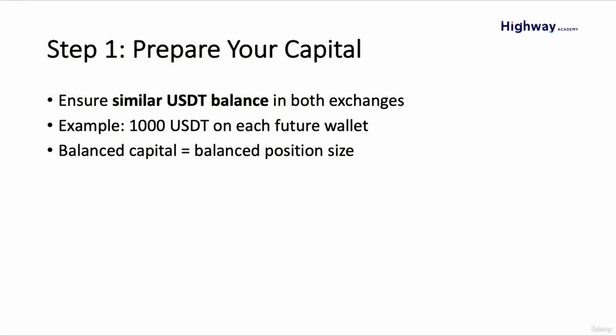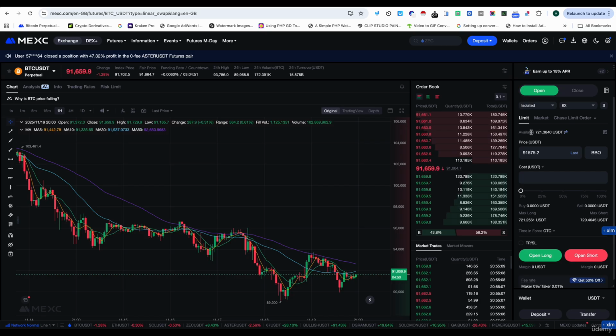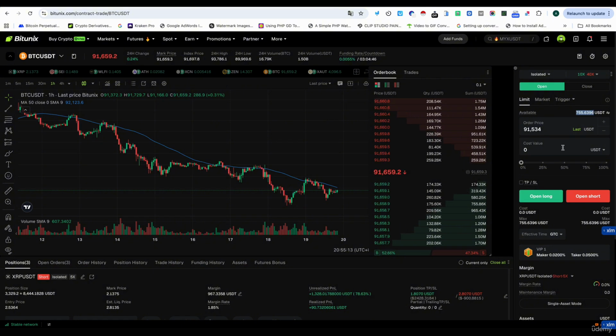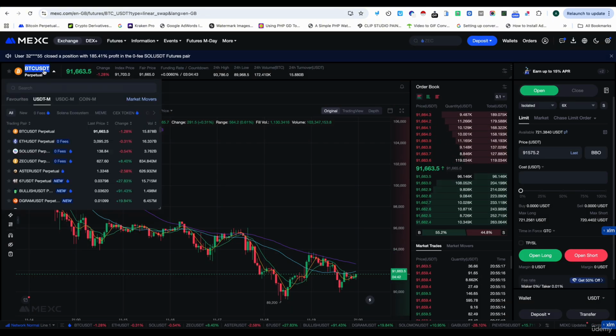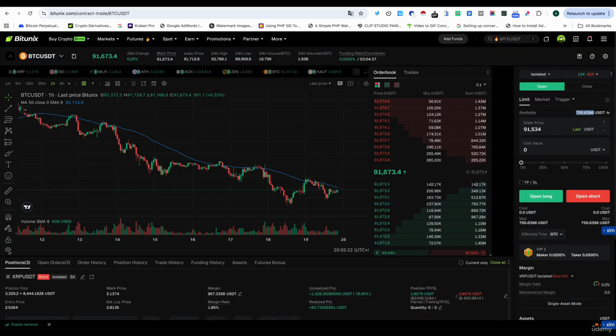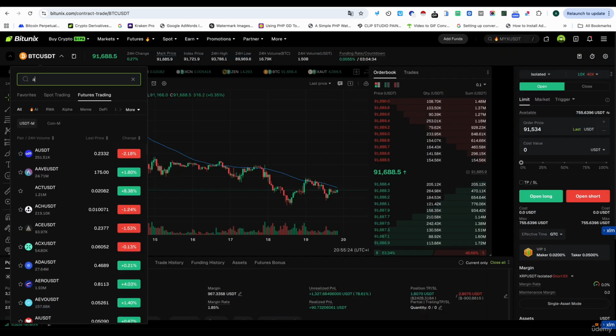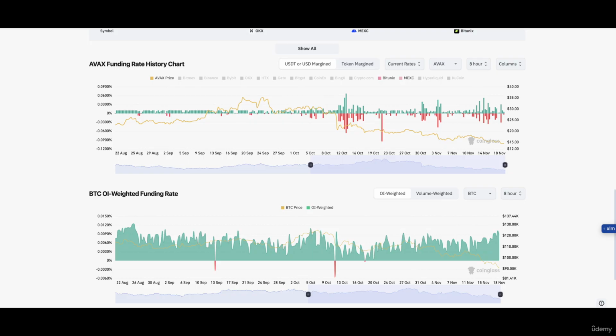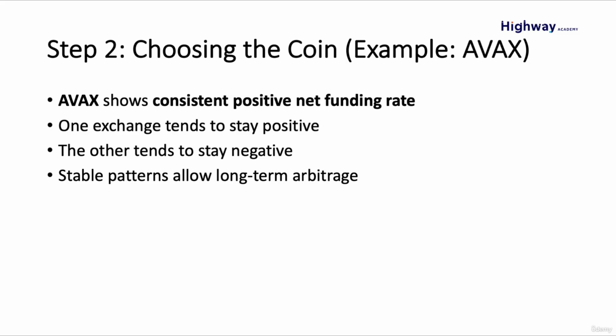First, make sure you have almost the same amount of USDT in the futures accounts of both exchanges. For example, in this demonstration, I have 650 USDT on each side. This keeps your position size balanced. For today's demonstration, I'm choosing a coin called AVAX for our arbitrage setup. The reason is simple. AVAX consistently shows a positive net funding rate between the two exchanges. I personally like coins that have stable, repeating patterns, one side staying positive and the other staying negative, because it greatly increases the chance that the net funding rate will continue to be positive in the future.